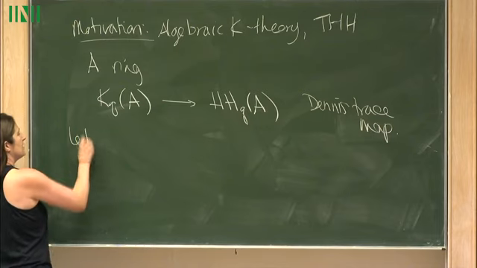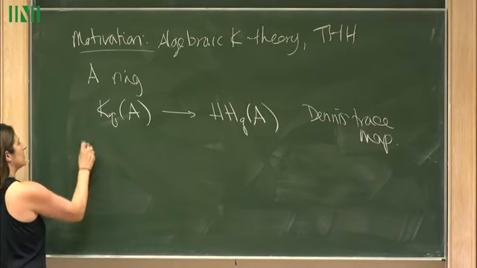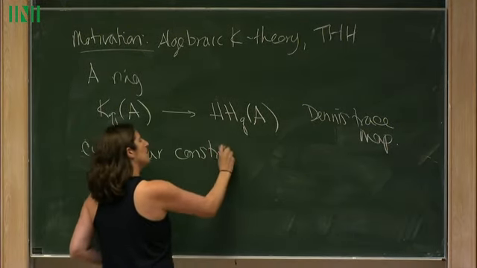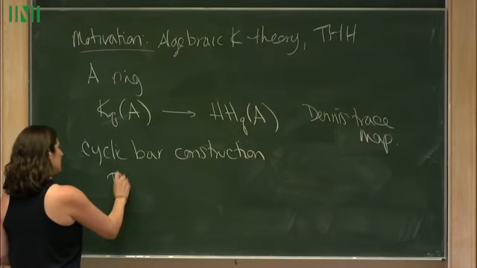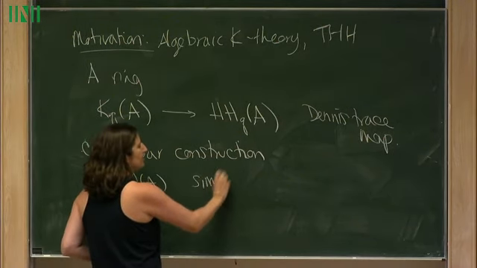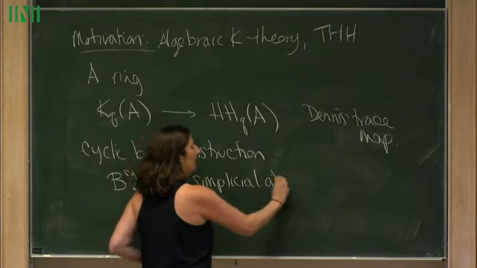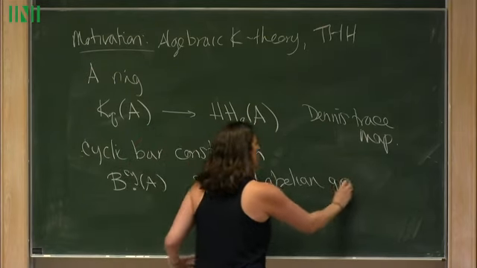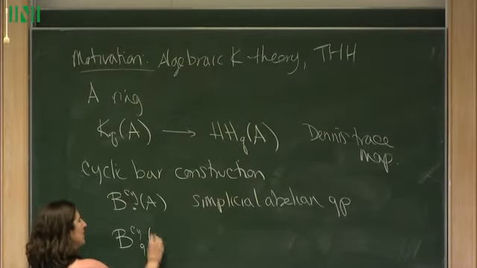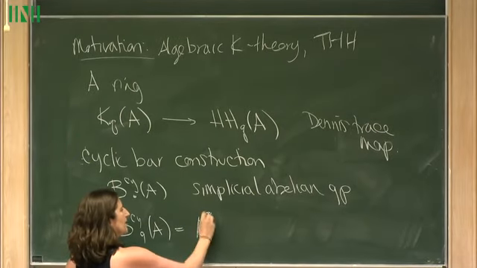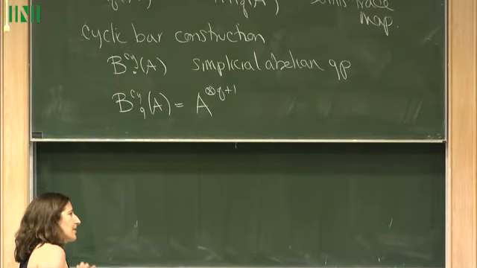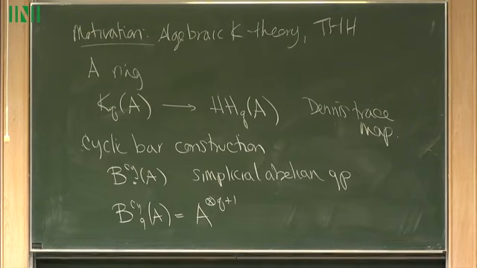I'm going to start by defining the cyclic bar construction on a ring. So the notation I'll use is B sic A for the simplicial abelian group defined as follows. In simplicial level q, this thing will be q plus 1 tensor powers of A. And then it has some face and degeneracy maps. So let's recall how those face and degeneracy maps go.